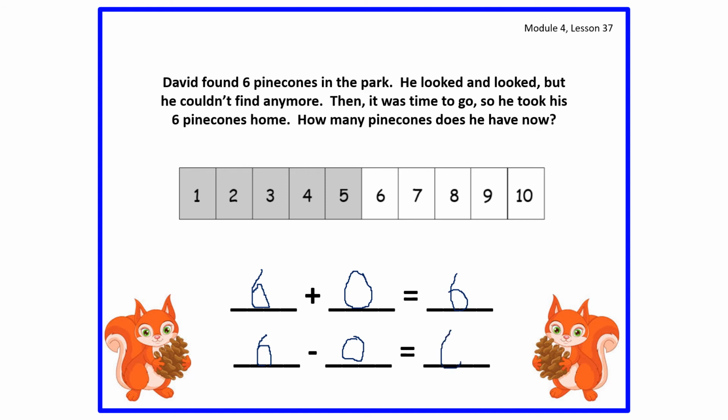When you add or subtract 0 to any number, you have the same number every time. We've talked about that early on in the year. When you add or subtract 0 to any number, you keep the same number every time.